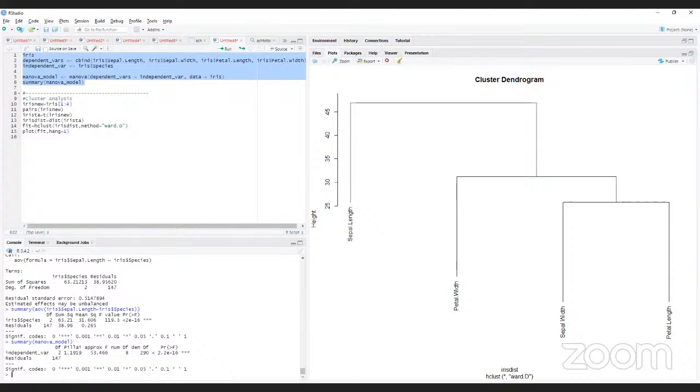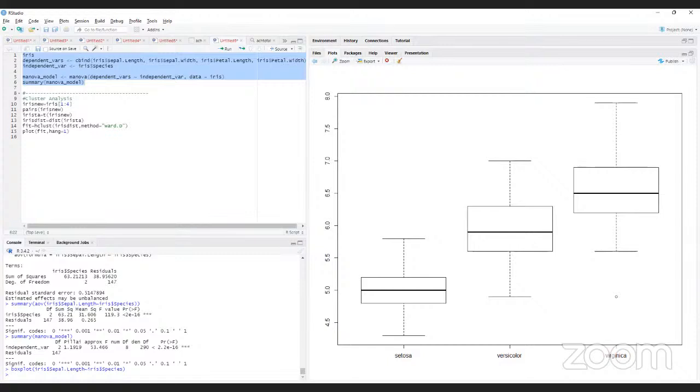Okay. So in this program, you will find that there is only one dependent variable and 3 types of independent variable. If you want to examine that data, then you can write down the boxplot: iris dollar sepal length by iris dollar species. Okay. And you will get the box plot. Is it clear? Yes, sir, it's clear.